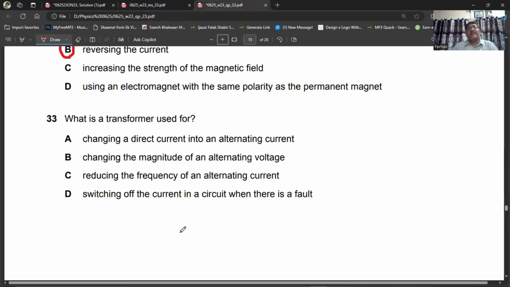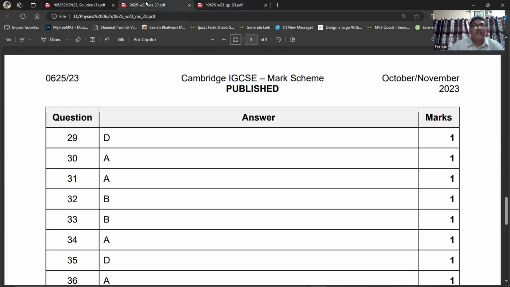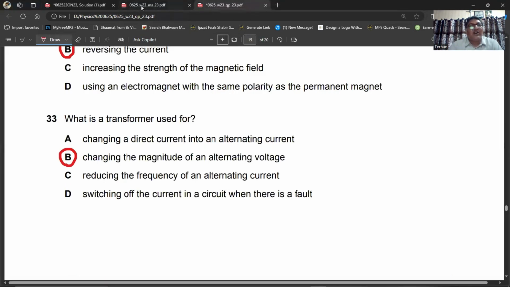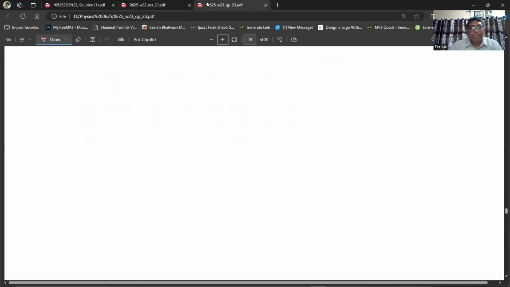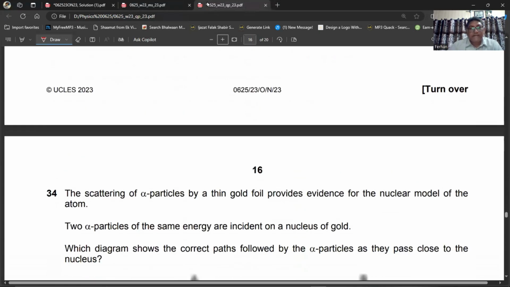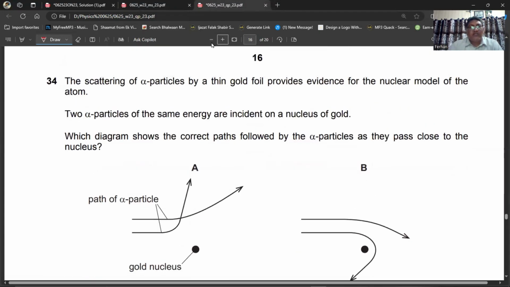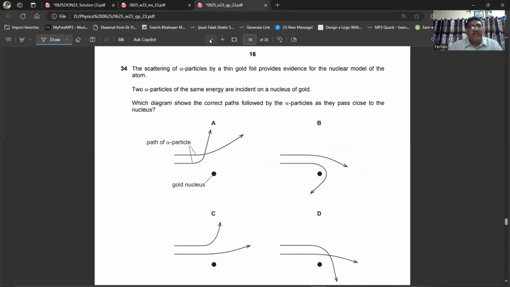Switching off the current in a circuit when there is a fault? No. This is changing the magnitude of an alternating voltage. Yes, this is the main purpose of the transformer. So, what was the question number? 33, B is the option. Yeah, that's right. Question number 34.